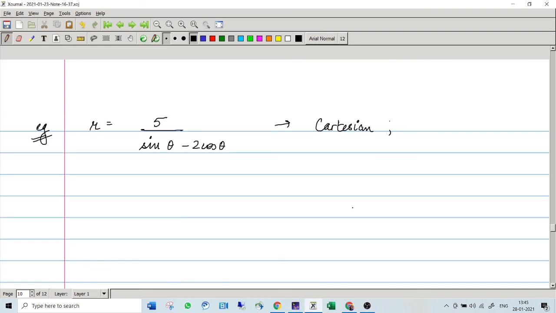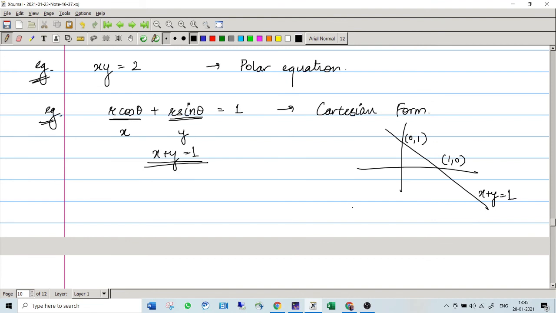Ma'am, what was the answer for the first example? The first one, this one? xy is equal to 2. Okay, so I'm writing the answer, you can confirm. Simply, x is going to be r cos theta and y is going to be r sin theta. You have r square cos theta sin theta equal to 2. It is quite simple. Okay? If in case you have a doubt, we can discuss it.